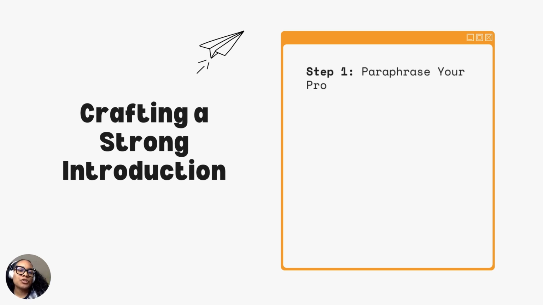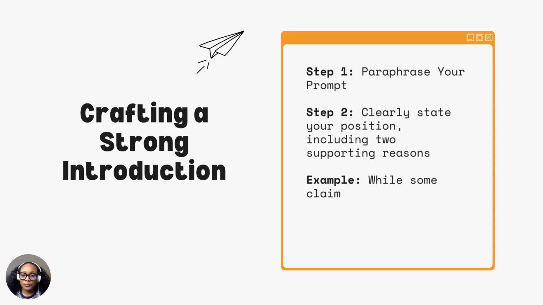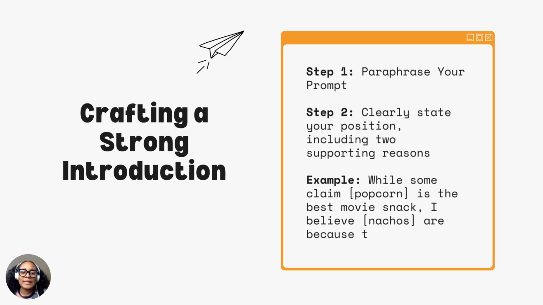How to craft a strong introduction. There's 3 steps for it. Well, 2 steps actually, and then I have an example for you. So the first step is just to paraphrase your prompt. Just paraphrase it, use different words. Paraphrase really means to shorten it. So, whatever your general idea is, you may want to write all of it out so you can get a clear idea, but then you want to shorten it.